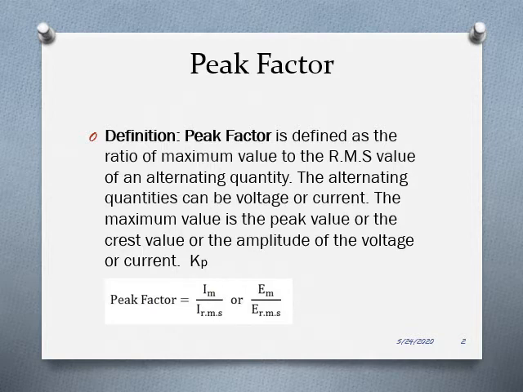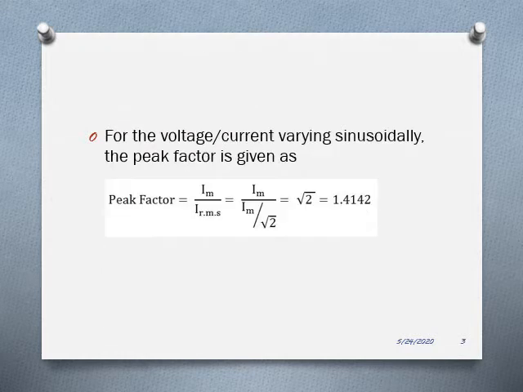This peak factor is also known as crest factor or amplitude factor. It is usually denoted as capital letter K, suffix small letter p, Kp. So the peak factor may be written as Em by ERMS or Im by IRMS or Vm by VRMS. It is a dimensionless quantity, meaning it doesn't have any unit.